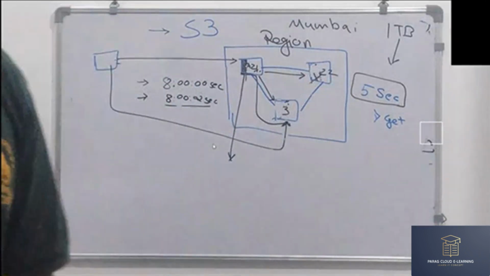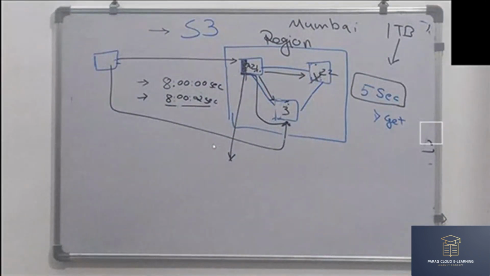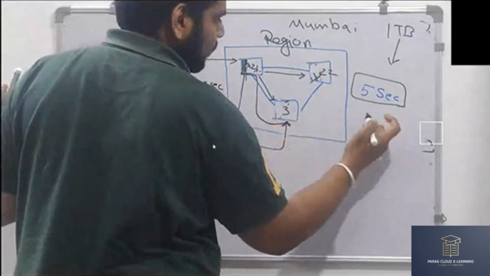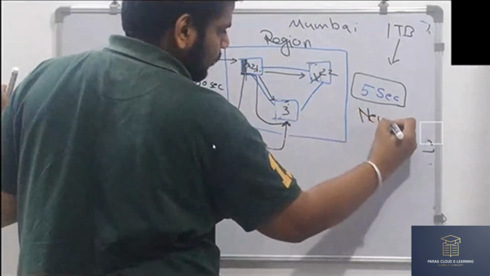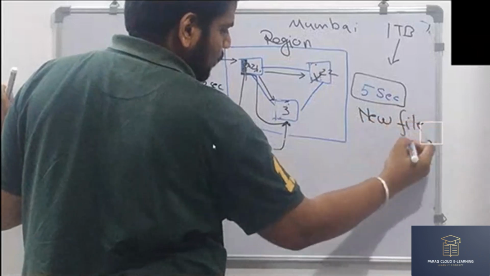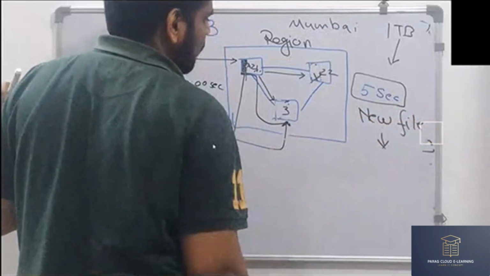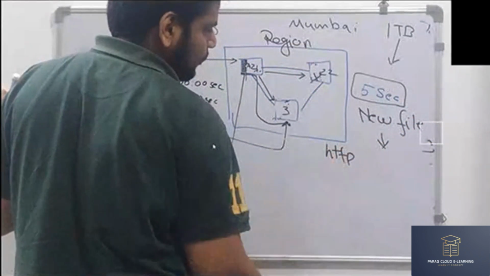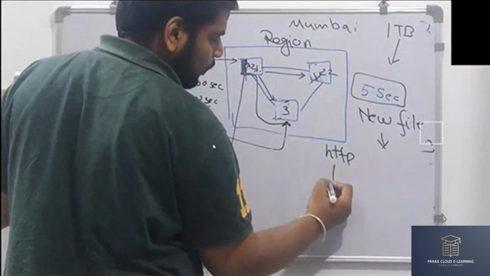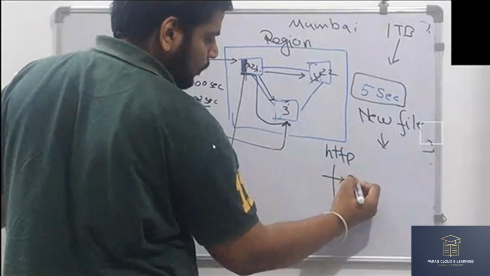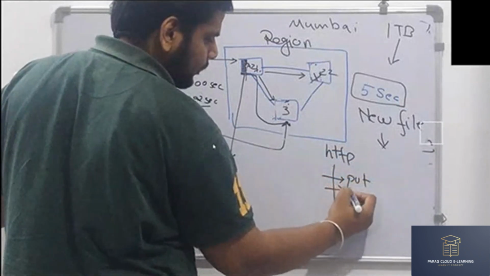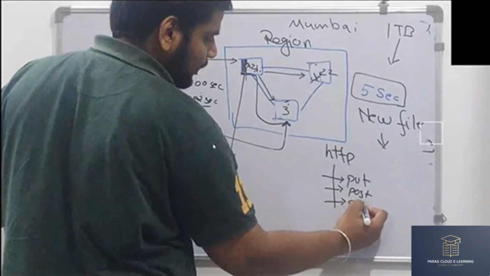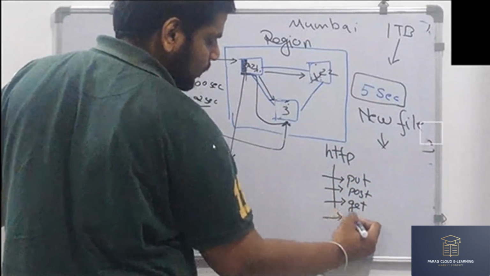So Amazon will verify in another availability zone as well. It's my new file. We are talking about a new file. Whenever we upload a file, I told you Amazon is using the HTTP protocol. In HTTP, we have different types of methods: put, post, get, delete.